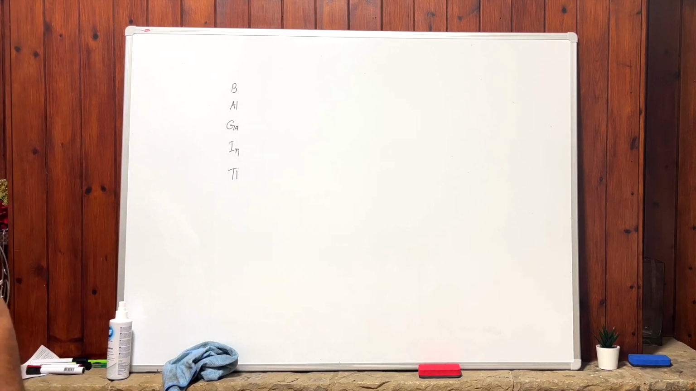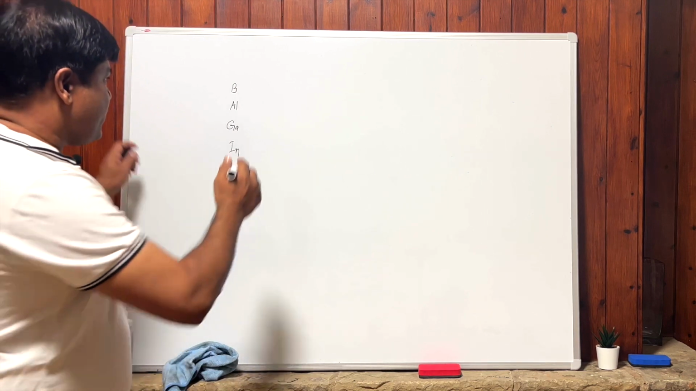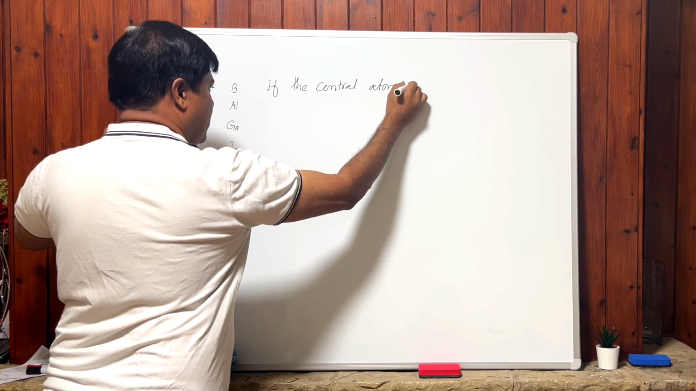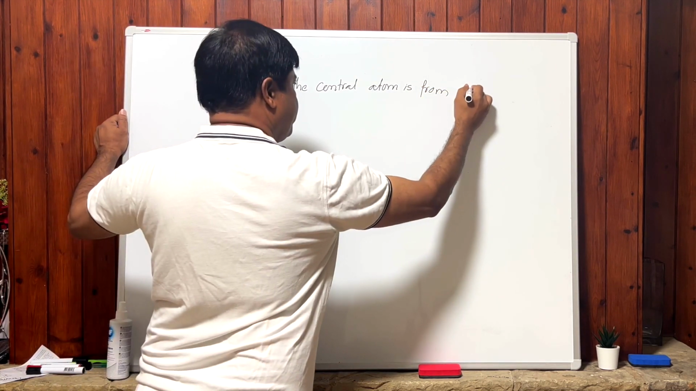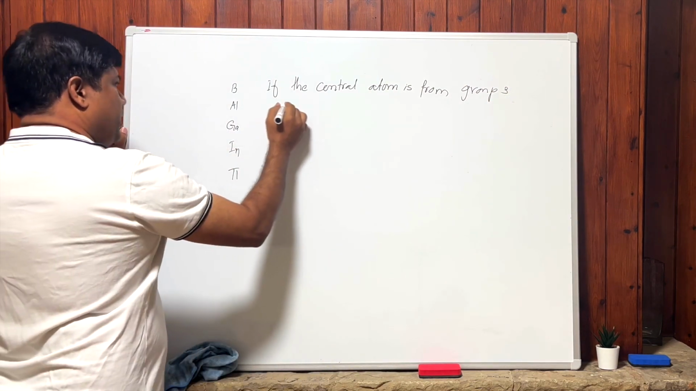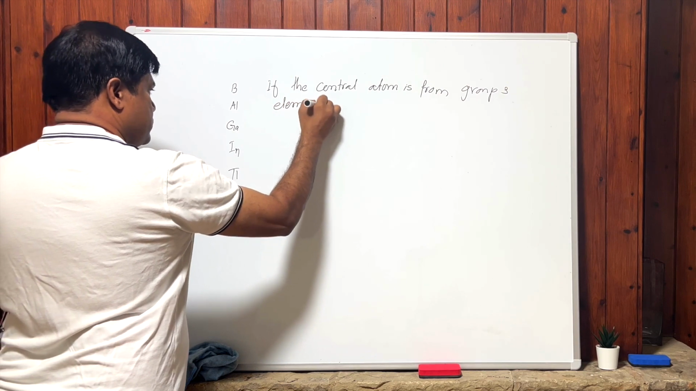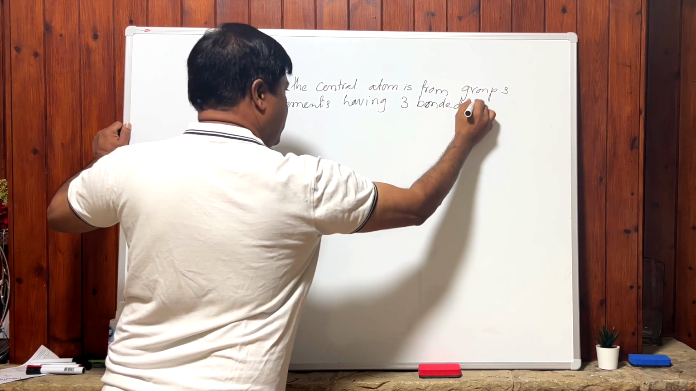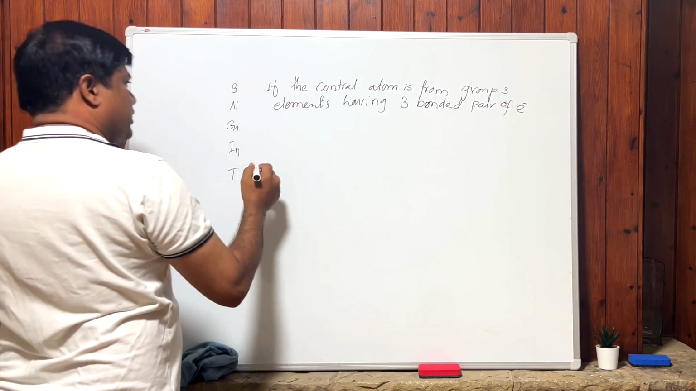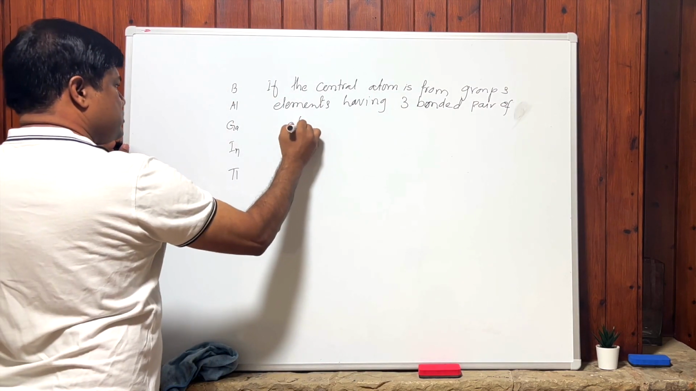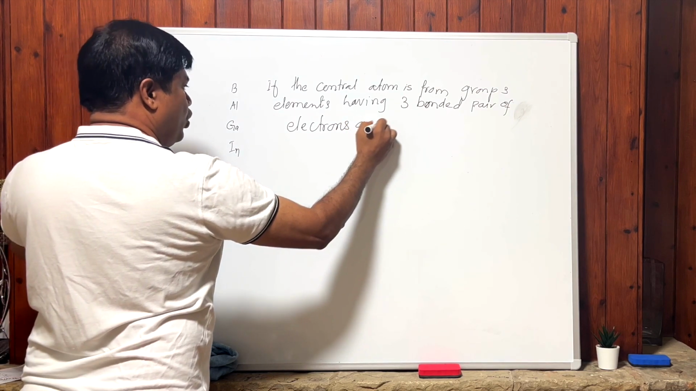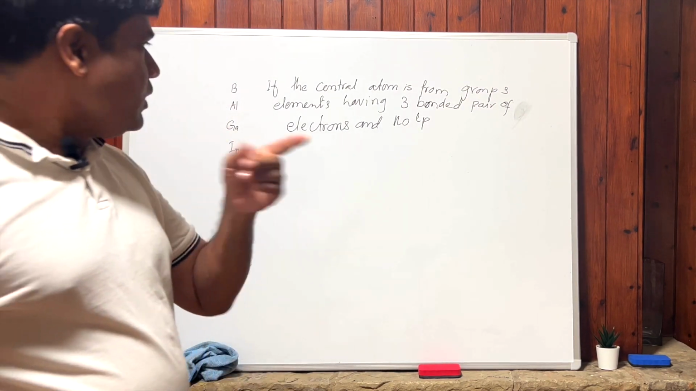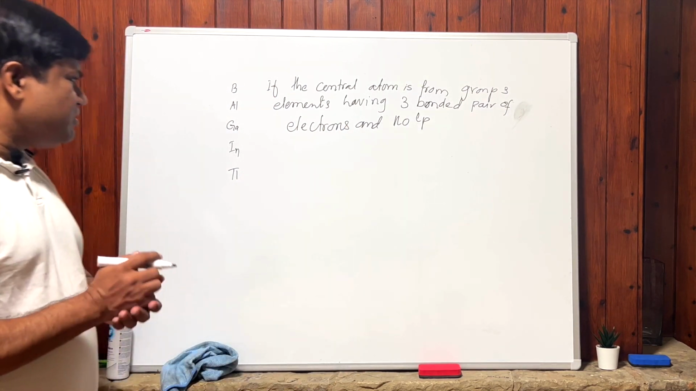If the central atom is from group 3 elements, having 3 bonded pairs of electrons and no lone pair, no LP. Yeah, boron has no lone pair.